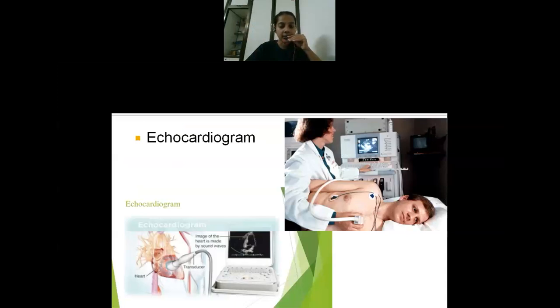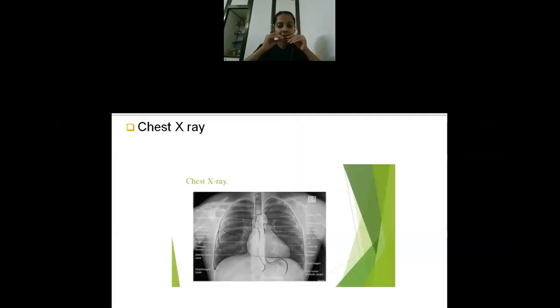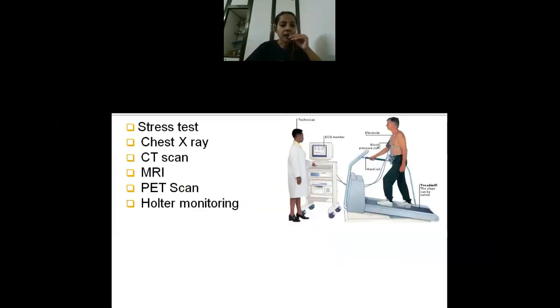Next is echocardiogram, that is the ultrasound of the heart. It is a procedure in which you are recording the mechanical activity of the heart, while ECG is recording the electrical activity of the heart. All these procedures I have already explained in detail. Please go through it. Next is chest X-ray. Next one is stress test. That also we have already discussed. Next is CT scan. Then we have magnetic resonance imaging, positron emission tomography scan, and Holter monitoring. That also can be done.